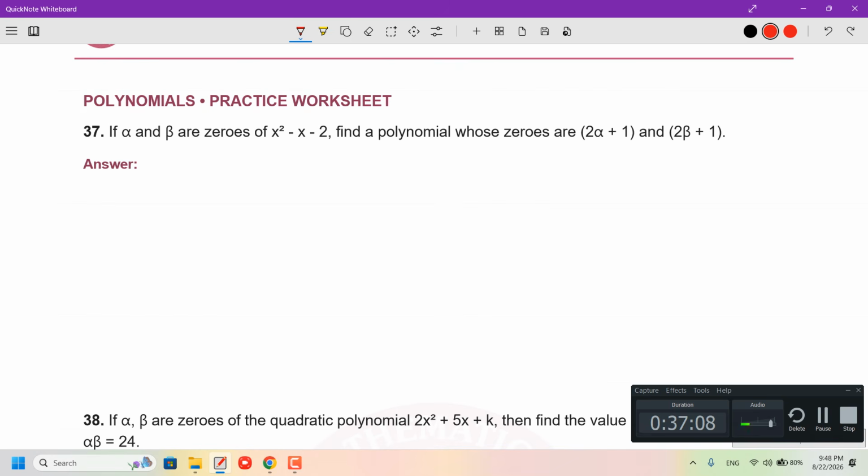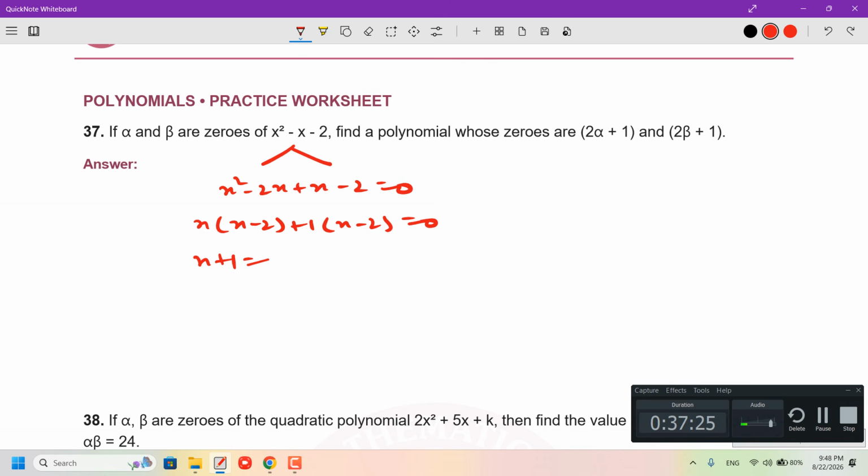Alpha and beta are the zeros of the polynomial. So इसको मिडिल टर्म स्प्लिट करो, x² − 2x + x − 2 = 0. x कॉमन लिया, x − 2 plus 1 कॉमन लिया, x − 2 = 0. सो x + 1 = 0 और x − 2 = 0. x equals to minus 1, x equals to 2. Okay.